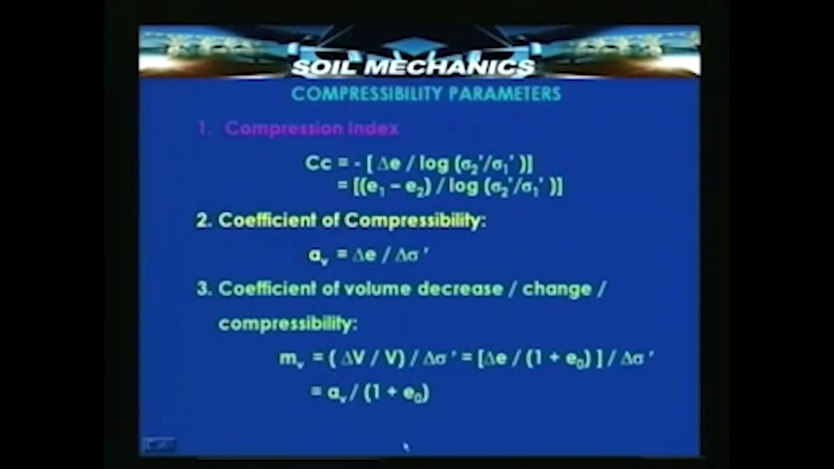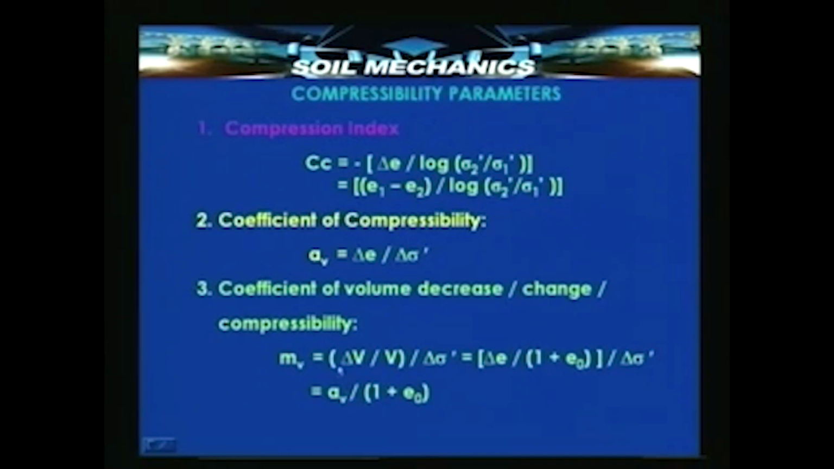Now, the coefficient of compressibility is delta e by delta sigma dash, and this helps us in fact to compute the change in void ratio as a function of change in pressure, and this can further be modified into yet another parameter, which is known as coefficient of volume decrease, or coefficient of volume change, or coefficient of volume compressibility. There is a subtle difference between the coefficient of compressibility and the coefficient of volume compressibility. See here, this parameter is known as mv.